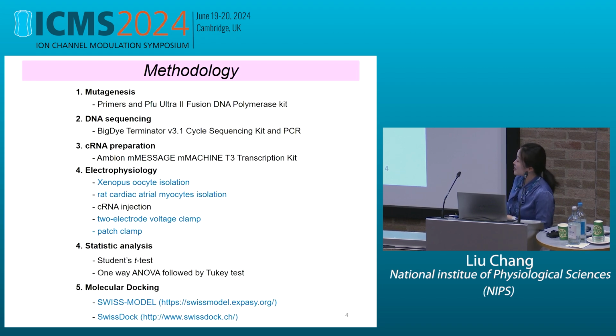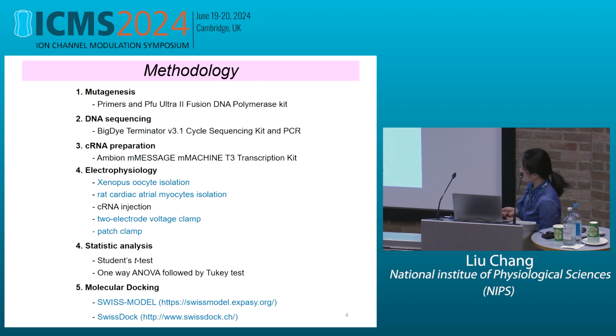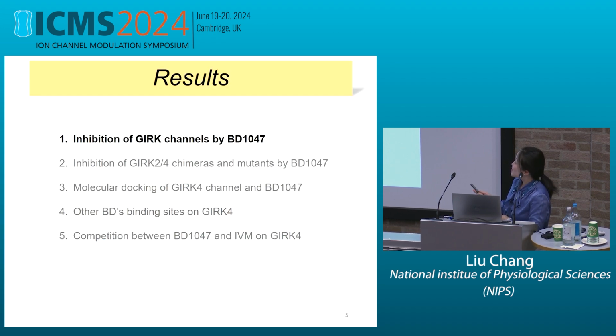These are the methods I'm using in this study. I mainly use Xenopus oocytes as an in vitro expression system and perform two-electrode voltage clamp on them. We also try to record the currents from atrial myocytes by patch clamp. In the latter part, I'm going to introduce some results about molecular docking using these two software, which are available online. So these are the results I'm going to show you in the following slides.